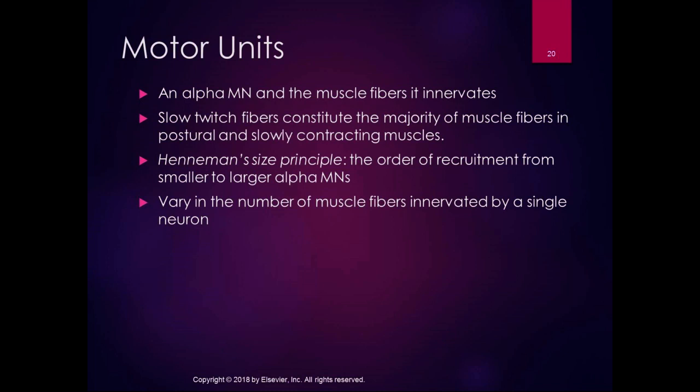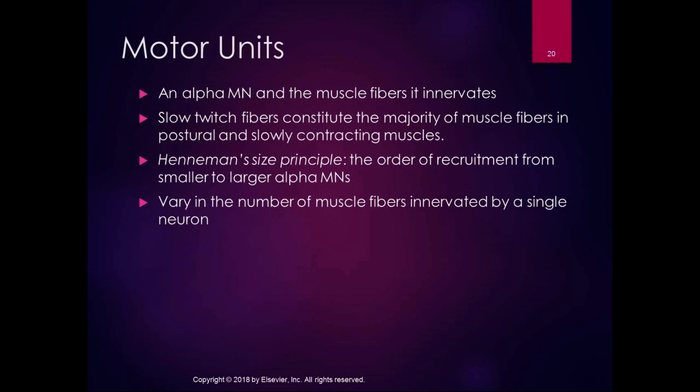The neuron innervating the muscle determines the twitch characteristics of muscle fibers. So smaller diameter, slower conducting alpha motor neurons innervate the slow twitch fibers, and larger diameter, faster conducting alpha motor neurons innervate fast twitch fibers. That makes sense, doesn't it? So slow twitch fibers constitute the majority of muscle fibers in postural and slow contracting muscles.